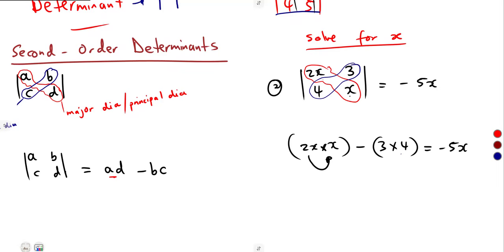All right, let's multiply. 2x times x is going to give us 2x squared, minus 3 times 4, which is 12. This is equal to negative 5x. Like I said, you are going to form an equation. You solve according to that equation. This is a quadratic equation. The highest power is 2. So we have a quadratic equation here.